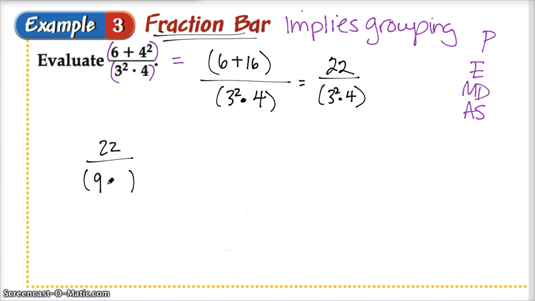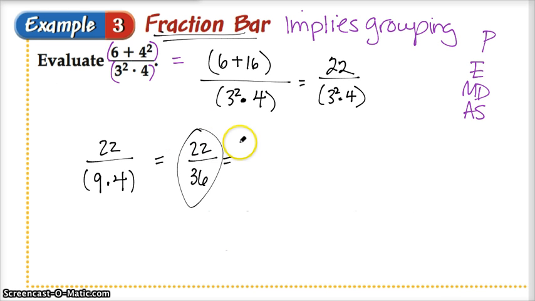3 to the second power is 9 times 4. And now multiplication and division can come into play since I dealt with the only exponent there. 9 times 4 is 36. Now, we could divide it for a decimal answer, but we have this beautiful fraction, let's reduce it. So the question is, what divides evenly into the numerator and denominator?